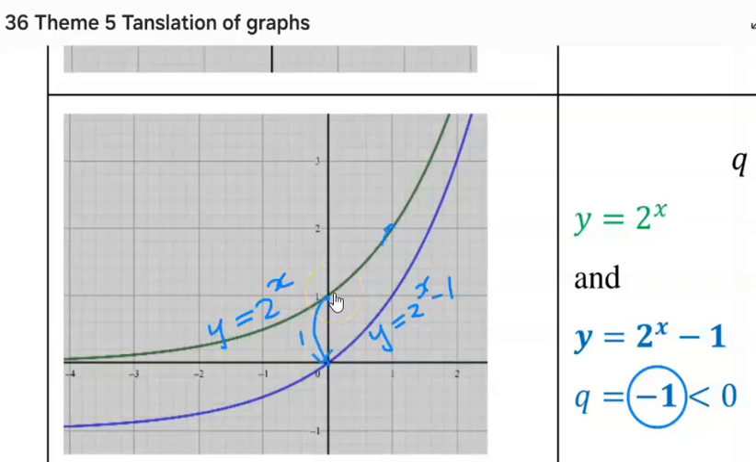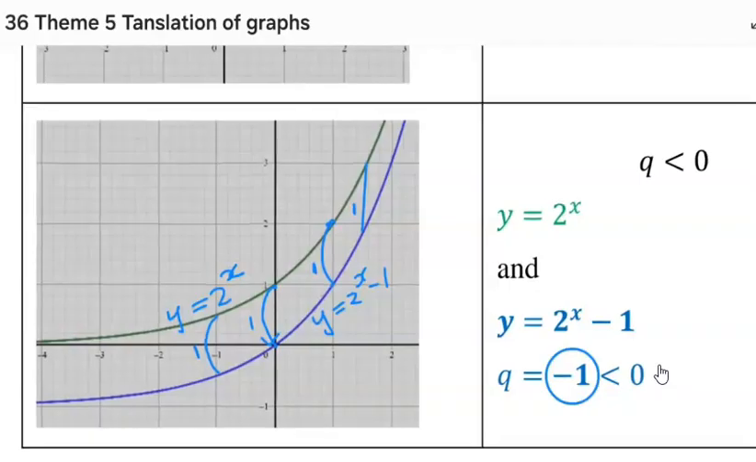From the point 2 there, I can move 1 down to get the point 1. And from this point here, which is not easy to read, the distance will also be 1. It will be 1 every time, even if it looks as if it's narrower. If you measure vertically down, you will only get 1 unit here. So my graph just shifted 1 unit down. So depending on the sign, if Q is negative, I will shift down. If Q is positive, I will shift up.